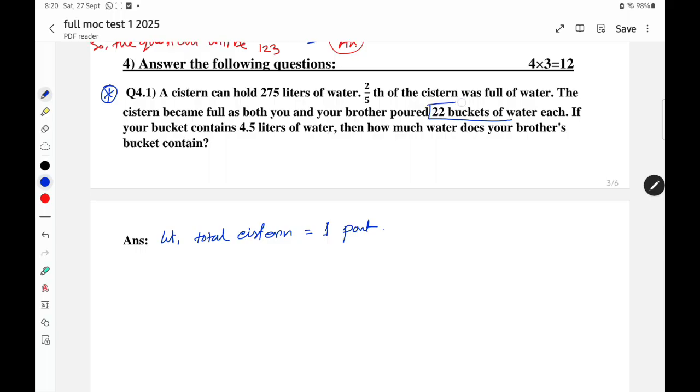Okay, 22 buckets each. So you pour 22 buckets and your brother also 22 buckets. So me and my brother together.